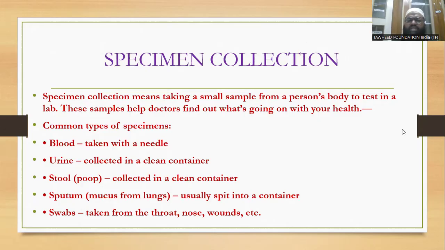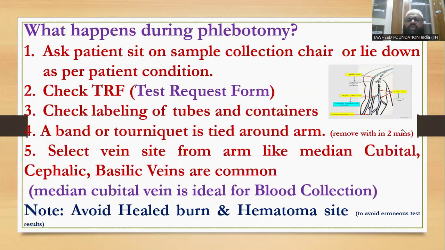One is blood taken with a needle. Another one is urine collected in a clean container. Stool specimen, that is feces, fecal material, collected in a clean container. Sputum, mucus from lungs, usually spit into a container. Swabs taken from the throat, nose, wounds, etc. by a swab. So what happens during phlebotomy?